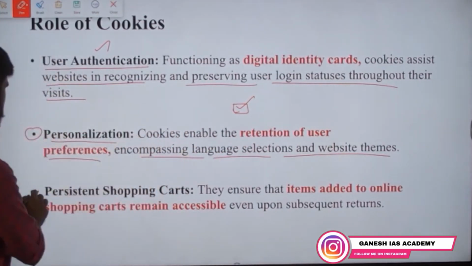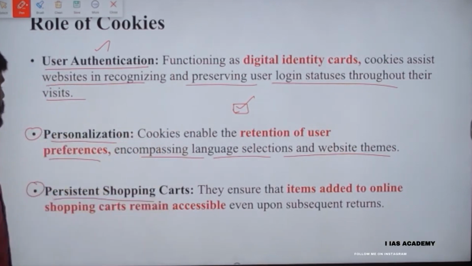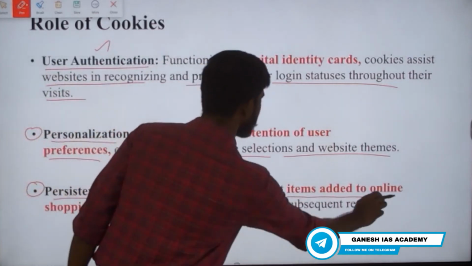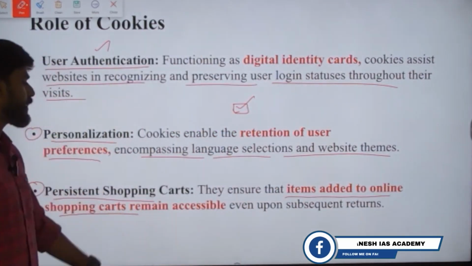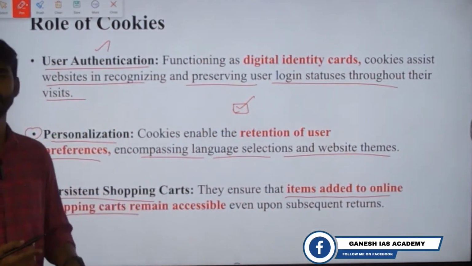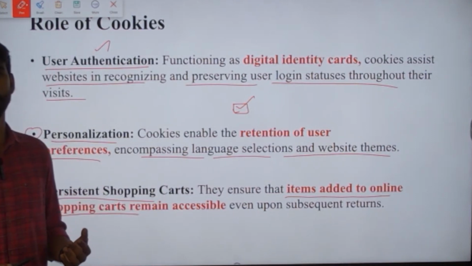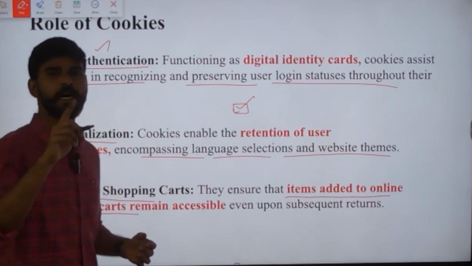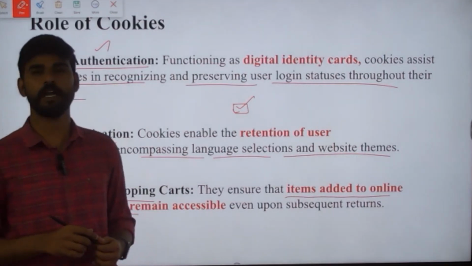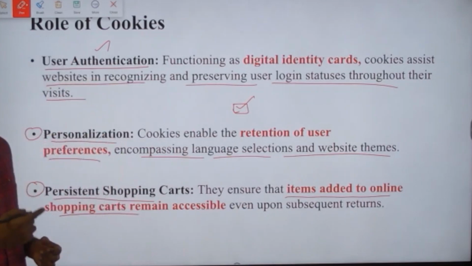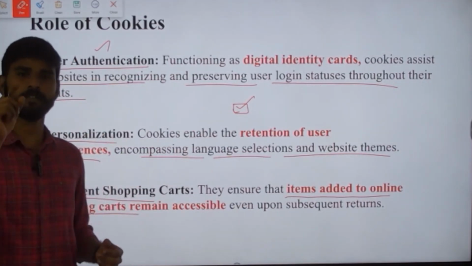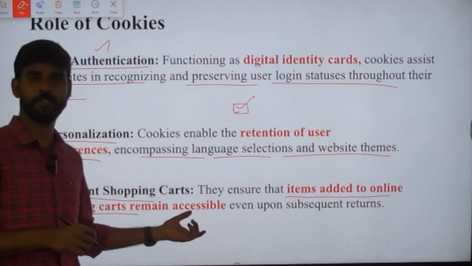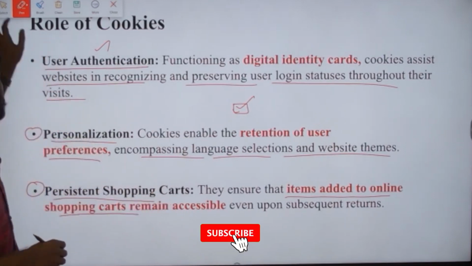Next is persistent shopping carts. They ensure that the items added to the online shopping cart remain accessible even upon subsequent returns. This is yet another role played by cookies. When we shop online, we choose items to be added to the cart, and even if we visit after a year, the items added to the cart will be shown. That is because of the information stored in the form of cookies.